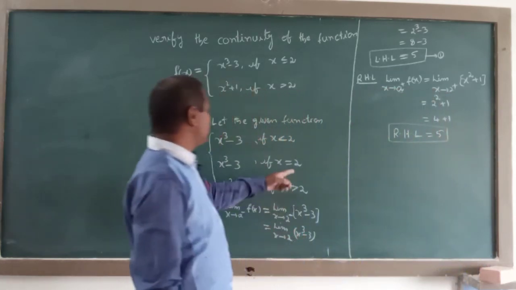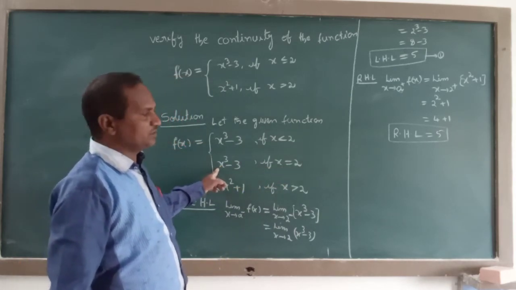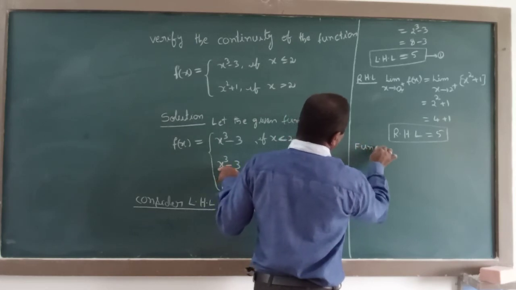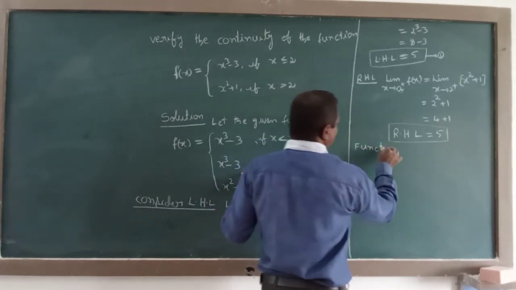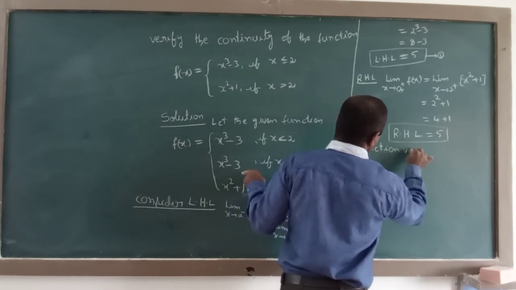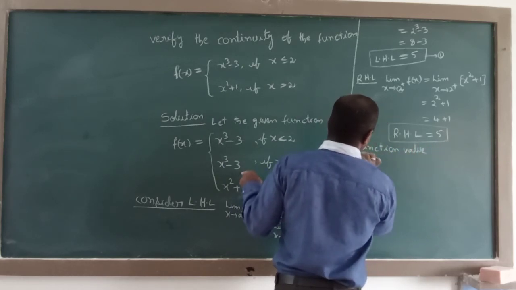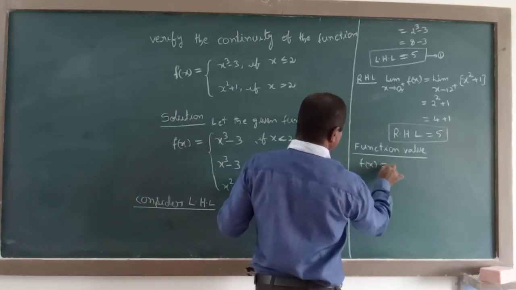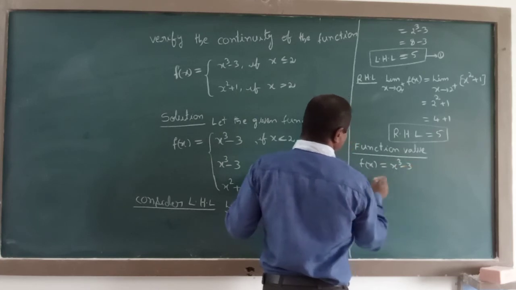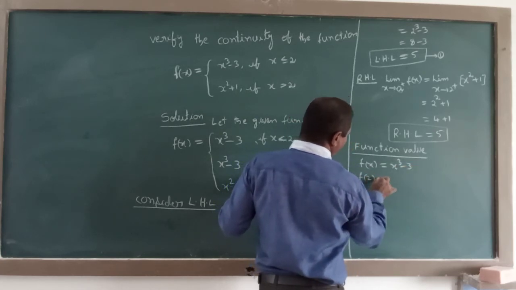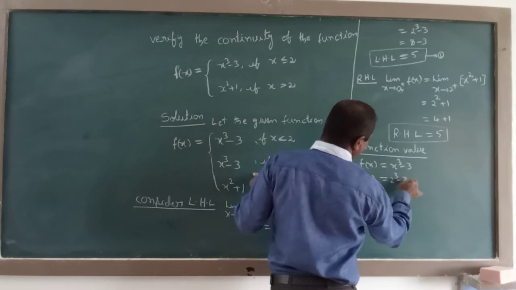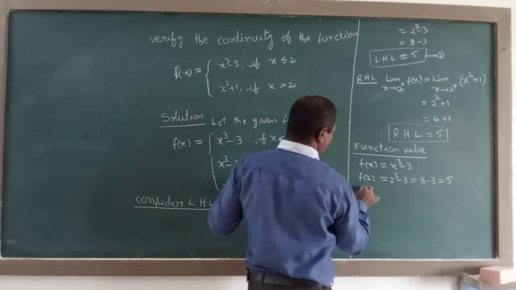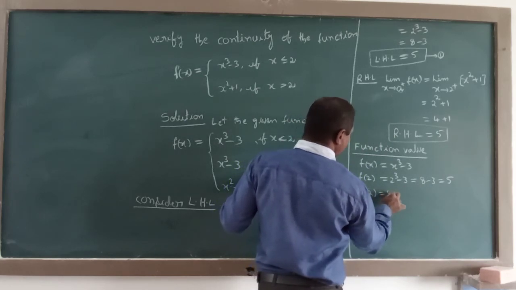Already, the function value corresponds to the equal symbol, f of 2. Finally we must substitute 2 in place of x to get the function value. f of x is equal to x cube minus 3, so f of 2 is equal to 2 cube minus 3, that is 8 minus 3 is equal to 5. Therefore, f of 2 is equal to 5.